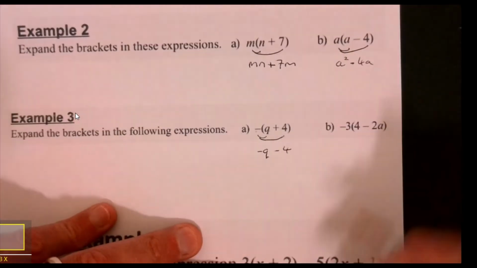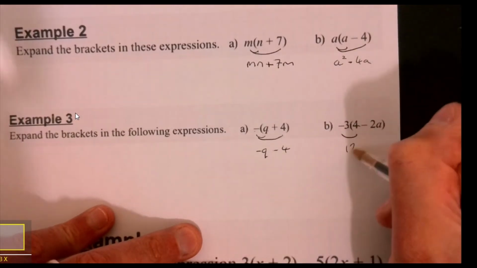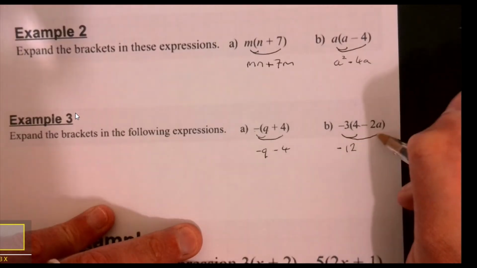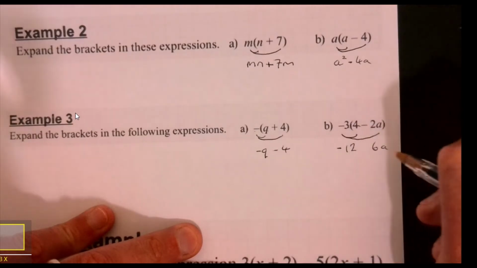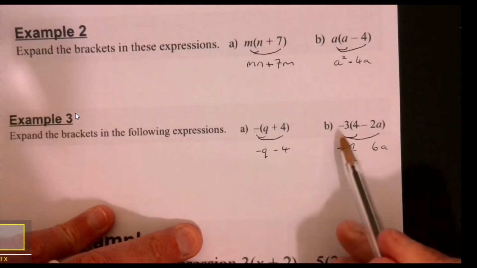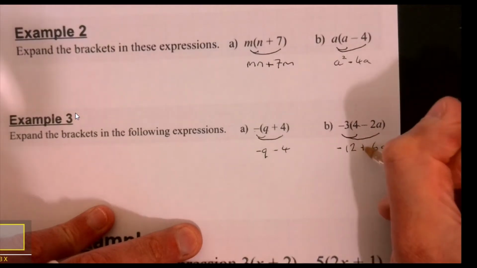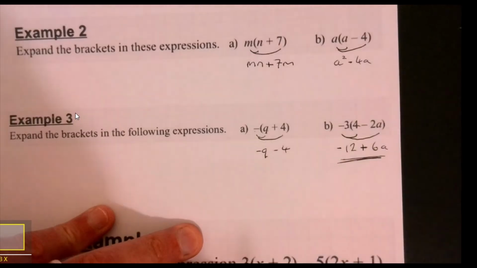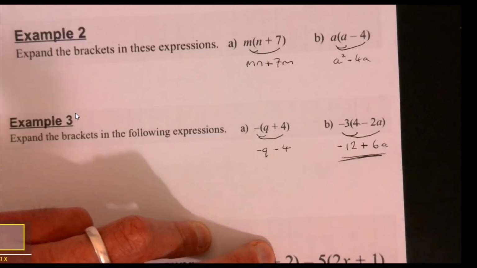Slightly trickier. Have a look here. So it's 3 times 4 is 12, but that's a minus. And 3 times 2 is 6, 6a. Now this one, negative times a negative, that becomes a plus. Okay. Now, that's fine. That is the correct answer. If it was in an exam, then yeah, that's great. Okay, that is the answer.